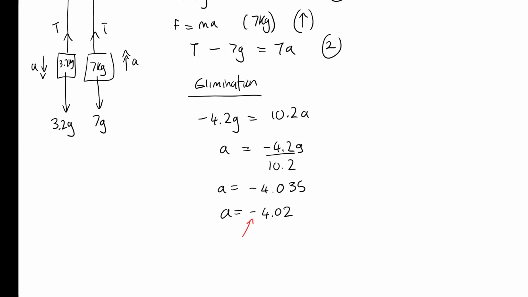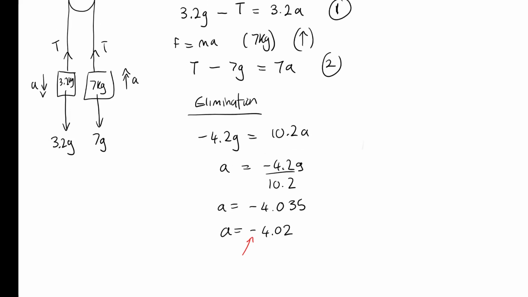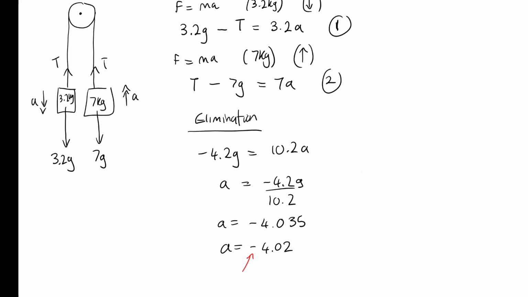The minus is important to think about. The minus means that we got the direction of acceleration wrong the first time we did this. So if you wanted to go back to the picture and put acceleration on in the correct physical direction, it should look like those red arrows there.